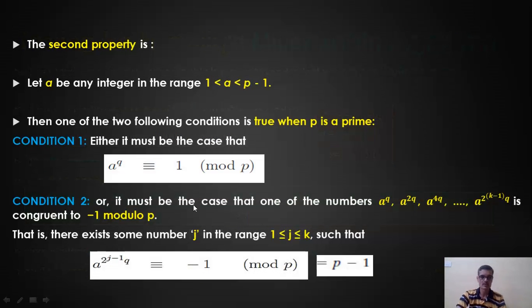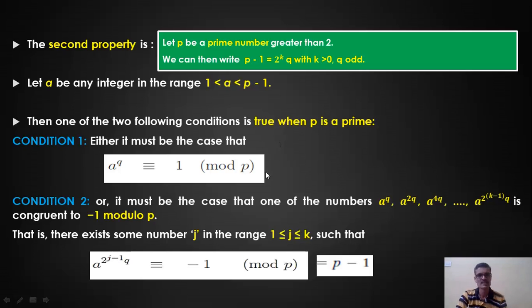Now what about the second property? The second property says, let us consider p is a prime number greater than 2. Then we can represent it in this fashion. This is what I told earlier in the previous slide, but here I am specific that p is a prime number. It is not any integer, but a prime number that I have taken. So p minus 1 is equal to 2 to the power k into q, where q is some odd integer and k is more than 0. Now we can choose an a between 1 and p minus 1.